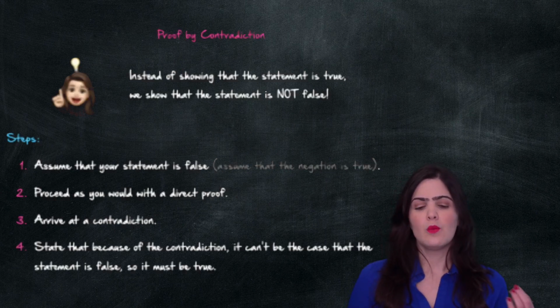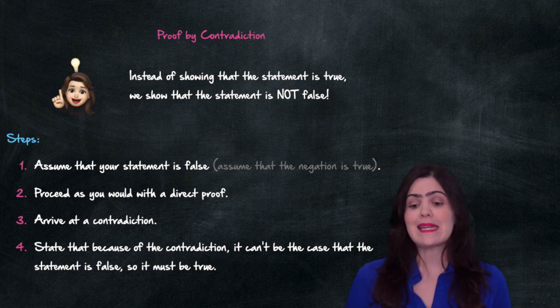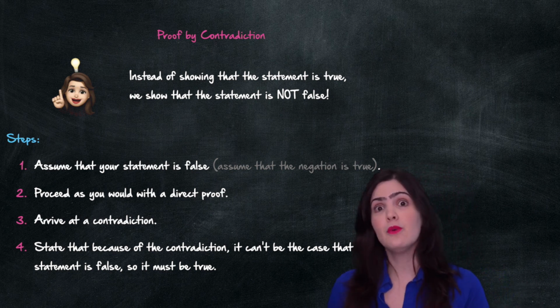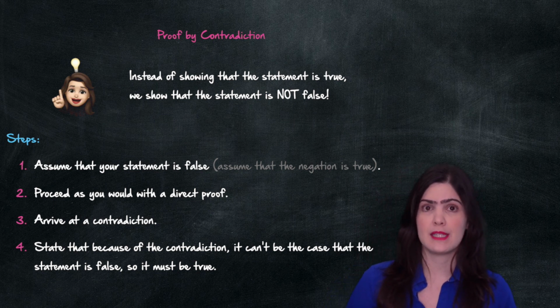And then at the end, well, we need to conclude. We need to state that because of the contradiction, it can't be the case that the statement is false, so it must be true. So let's get started with our first example.